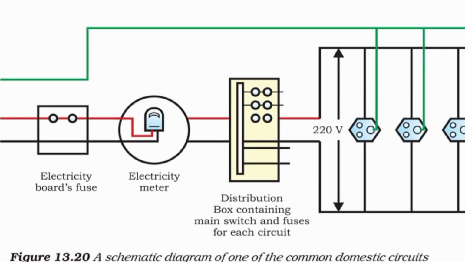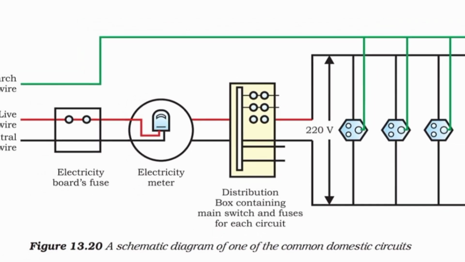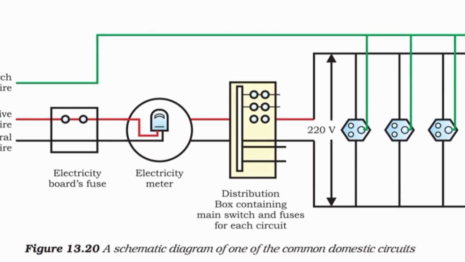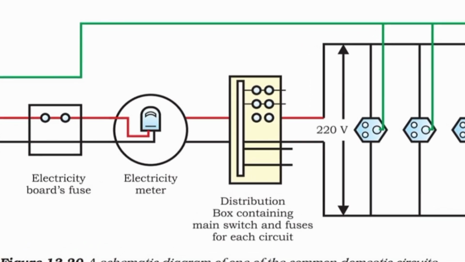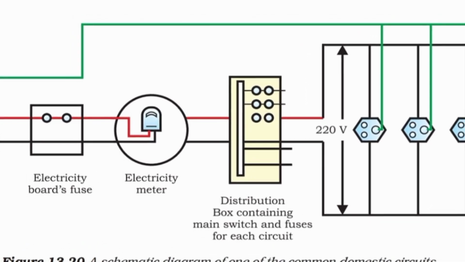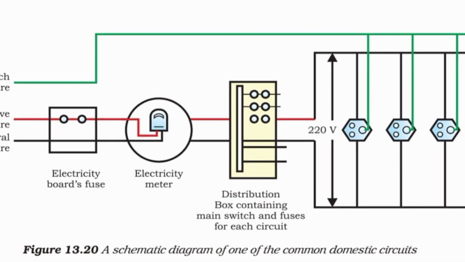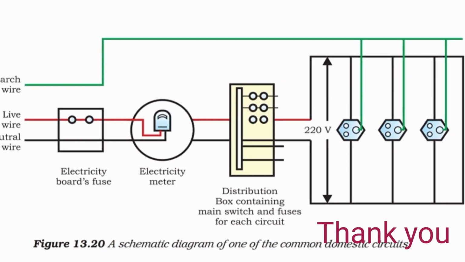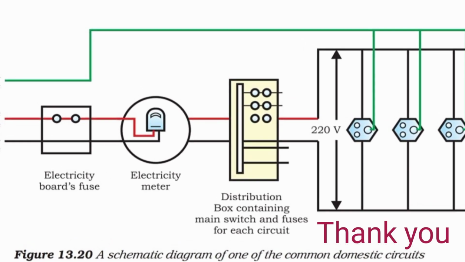Clear? So the fuse is the most important safety device used for protecting the circuit from short circuiting or overloading. So this is the entire brief explanation of the schematic diagram of common domestic circuits.